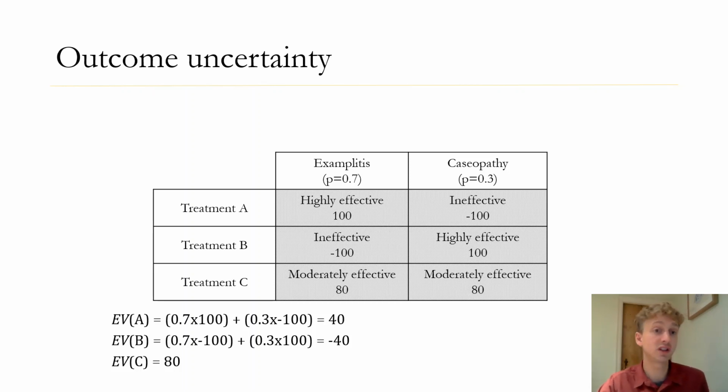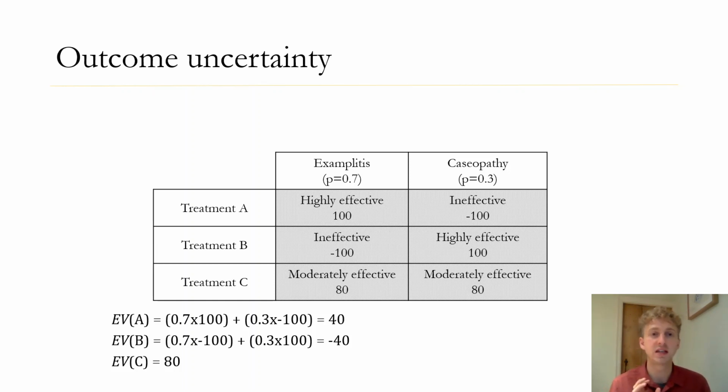In fact, stronger than this, we can be certain that treatment C won't be the most effective treatment, whatever disease the patient has. Either they have examplitis, in which case treatment A is going to be the most effective, or they have caseopathy, in which case treatment B is going to be the most effective. So no matter what they have, C isn't going to be the most effective treatment. But nonetheless, we quite rightly opt for that option here.